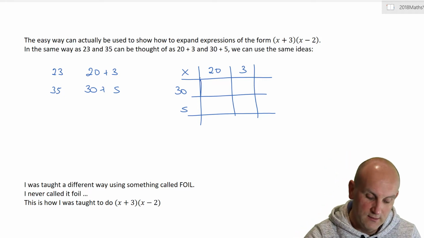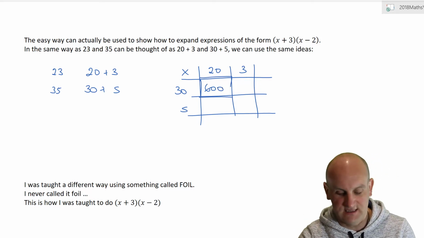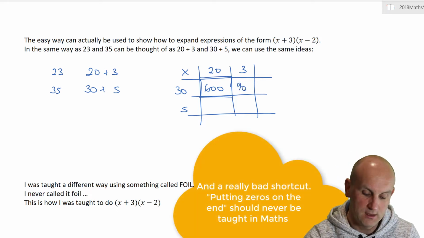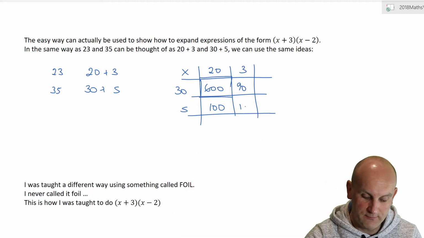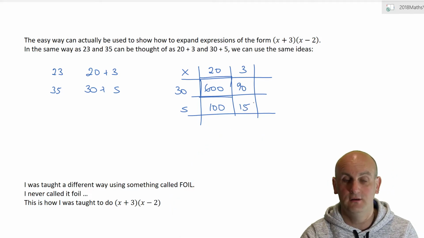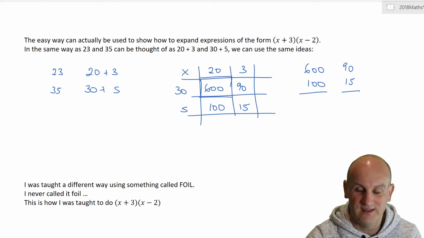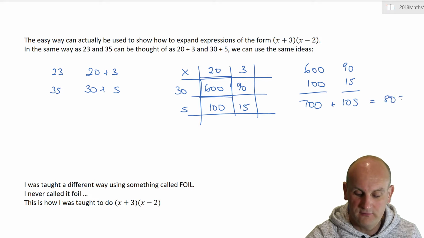So this first box here is 20 times 3, which just happens to give me 600. See, I can do that in my head. 2 times 3 is 6, add the 2 zeros. Again, random. 30 times 3 is 90. 20 times 5 is 100. And 5 times 3 happens to be 15. And all I'm now going to do is add those together. I've got 600, 100, I've got 90, and I've got 15. And I can add them together in any order I like, as long as I don't double add. So that's 700, that's 105, and add them together gives me 805.